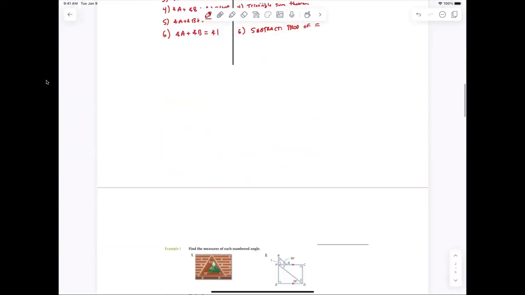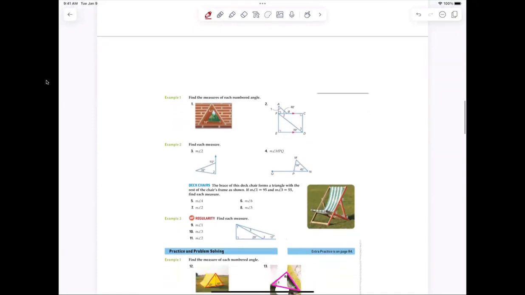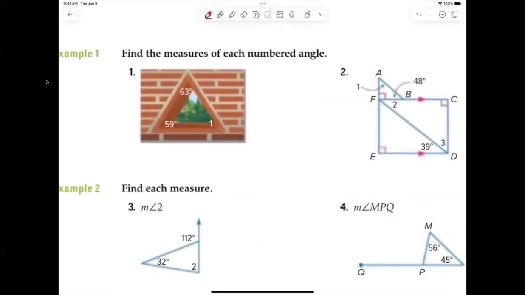All right, let's see if there's anything more. I don't think so. So now let's knock out the homework as much as we can. Here we go. Number 1, angle 1 is equal to what? I want an answer. Take out your calculators, although you shouldn't need a calculator here.